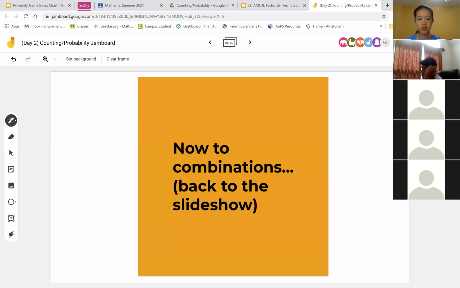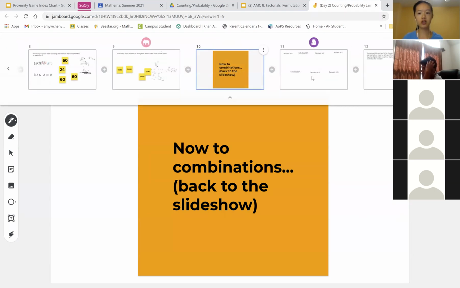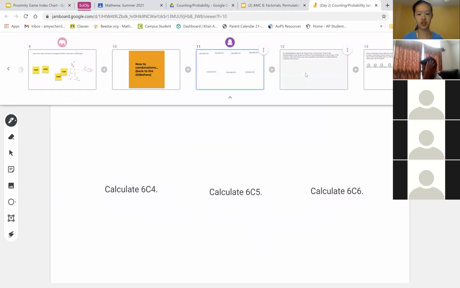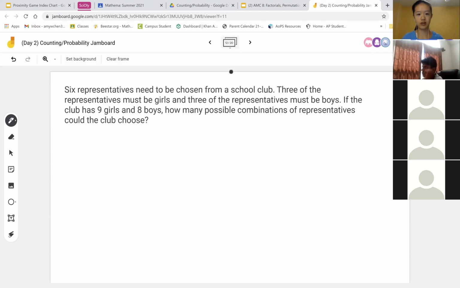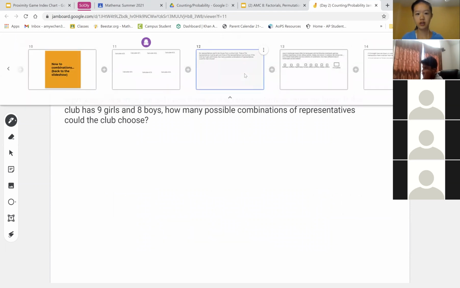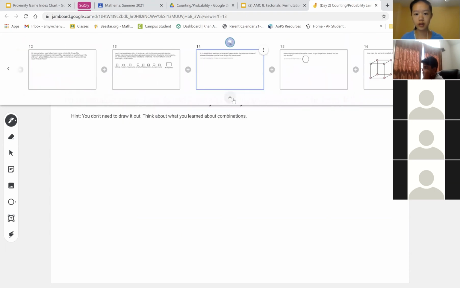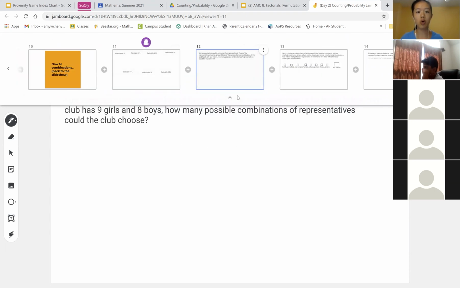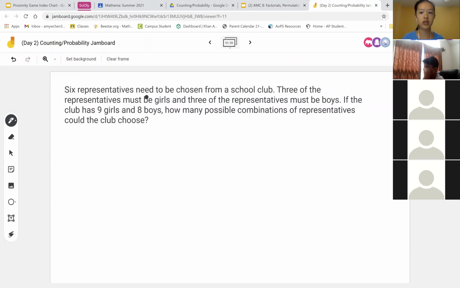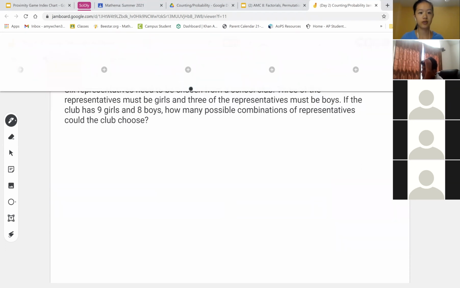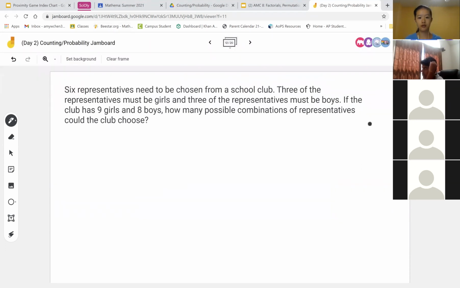So back to the Jamboard, everyone. We're not going to do all the problems. I think we're going to skip slide 11. Instead, let's do slide 12. Go to slide 12 on the Jamboard where it says 6 representatives. 6 representatives need to be chosen from a school club. 3 of the representatives must be girls and 3 of them must be boys. If the club has 9 girls and 8 boys, how many possible combinations of the representatives could the club choose?